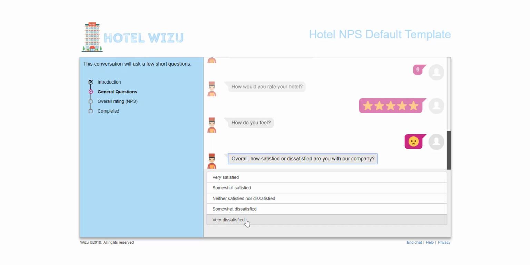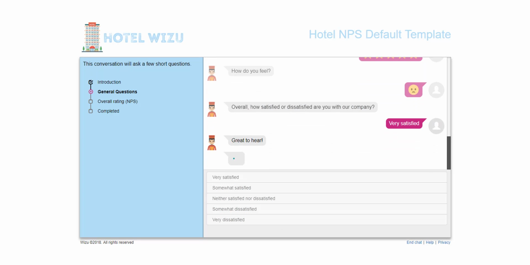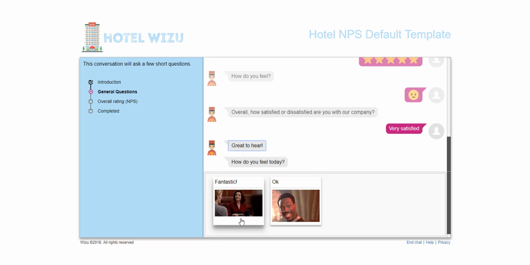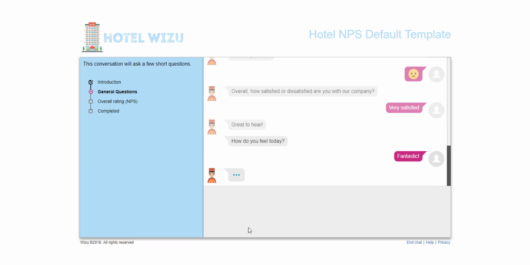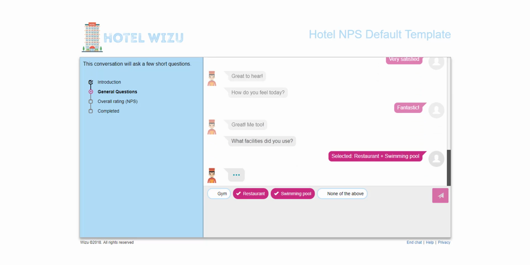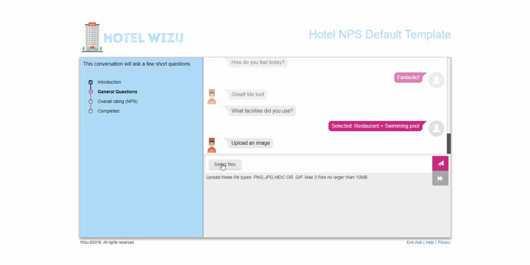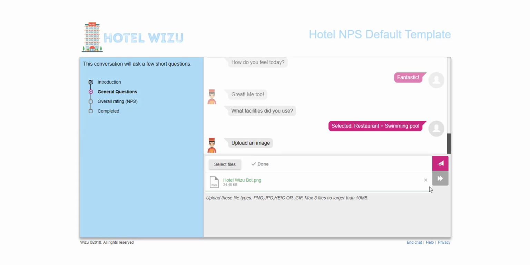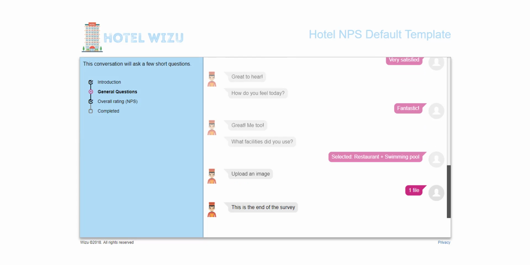We have a single select options, and a carousel question. Multiple choice, and then an image upload. And finally, we can see our terminate statement.